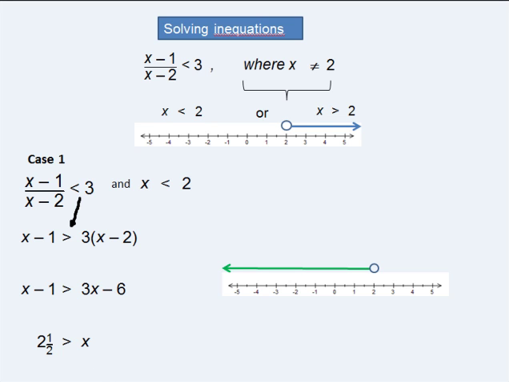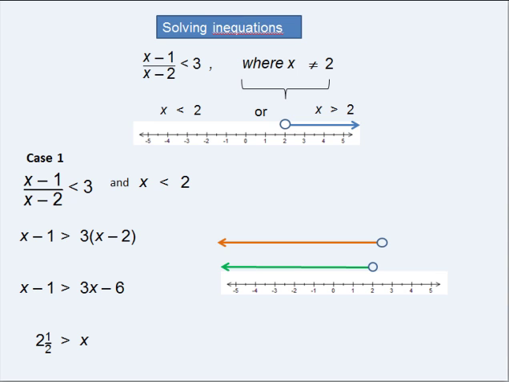From our initial conditions, we get that x must be less than 2. The only valid solution is where the two lines overlap, and that means x less than 2, which is the solution for case 1. So as you can see, the solution is that x must be less than 2 for case 1.